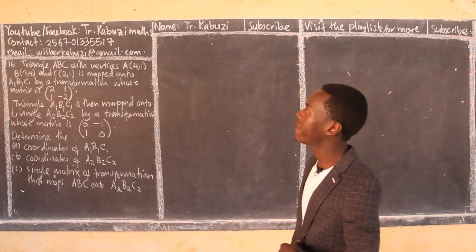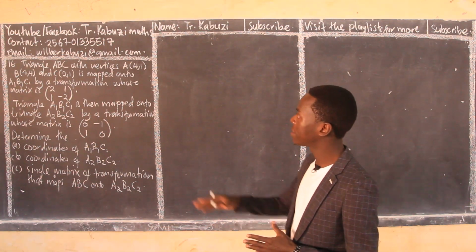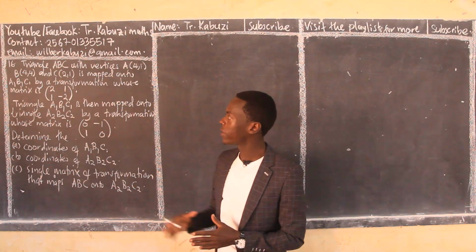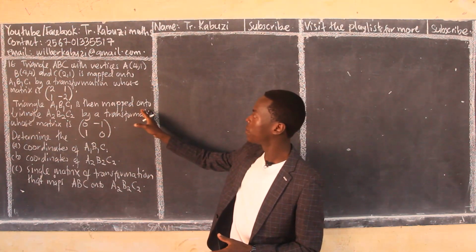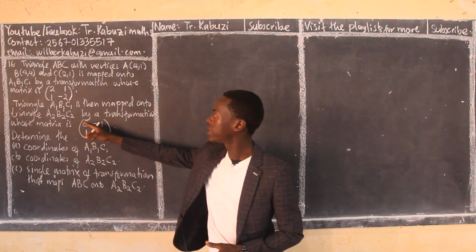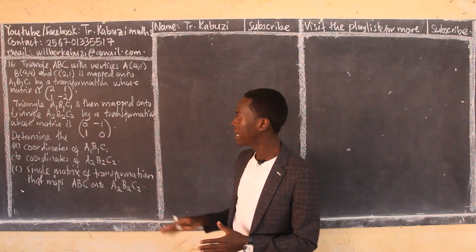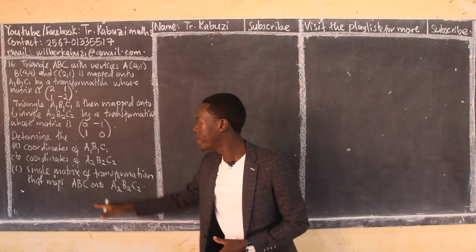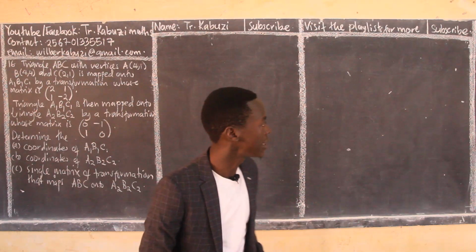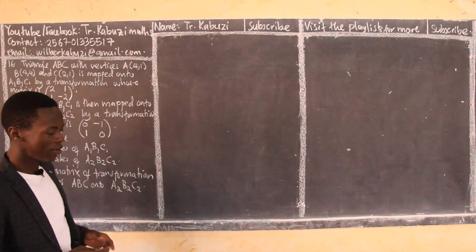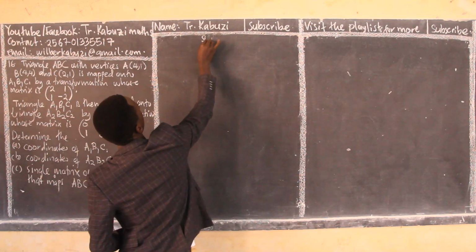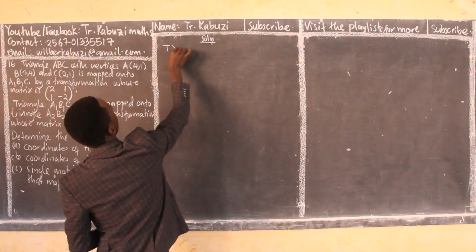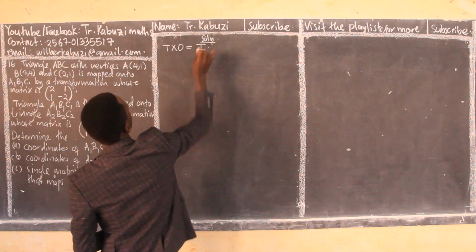So here, we are given triangle ABC with vertices mapped onto A1, B1, C1 by a transformation whose matrix is that. Triangle A1, B1, C1 is then mapped onto A2, B2, C2 by a transformation whose matrix is this. Determine the coordinates, and find a single matrix that transforms ABC onto A2, B2, C2. This is a common question to all students. What we always say in our solutions is that the transformation matrix times the object always gives us the image.